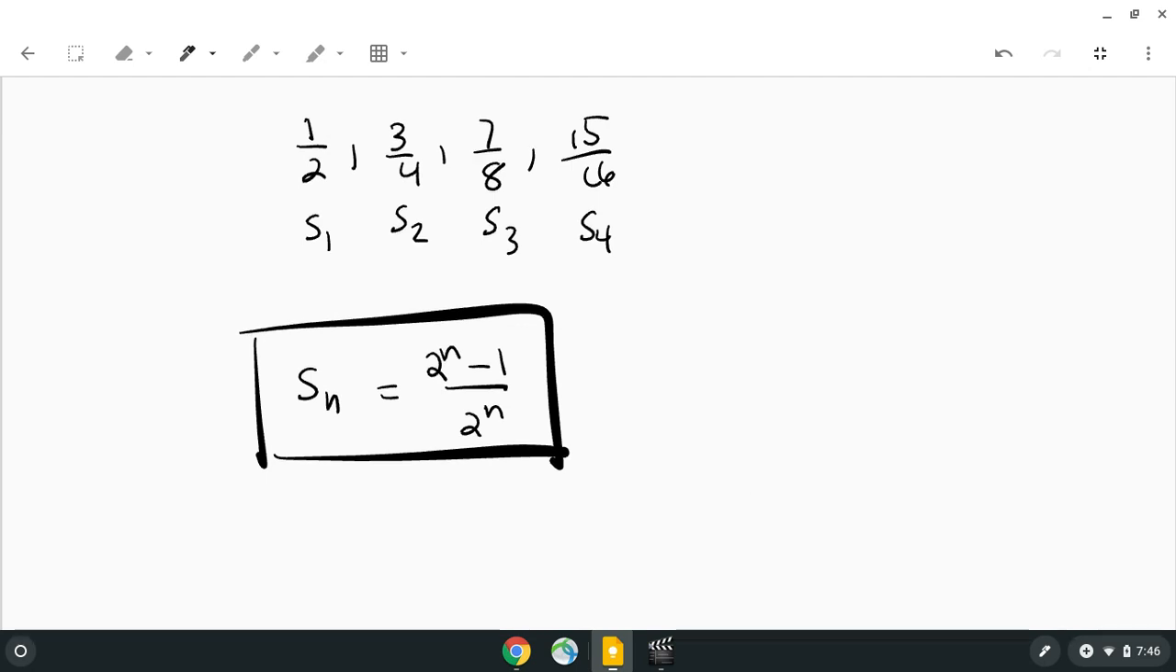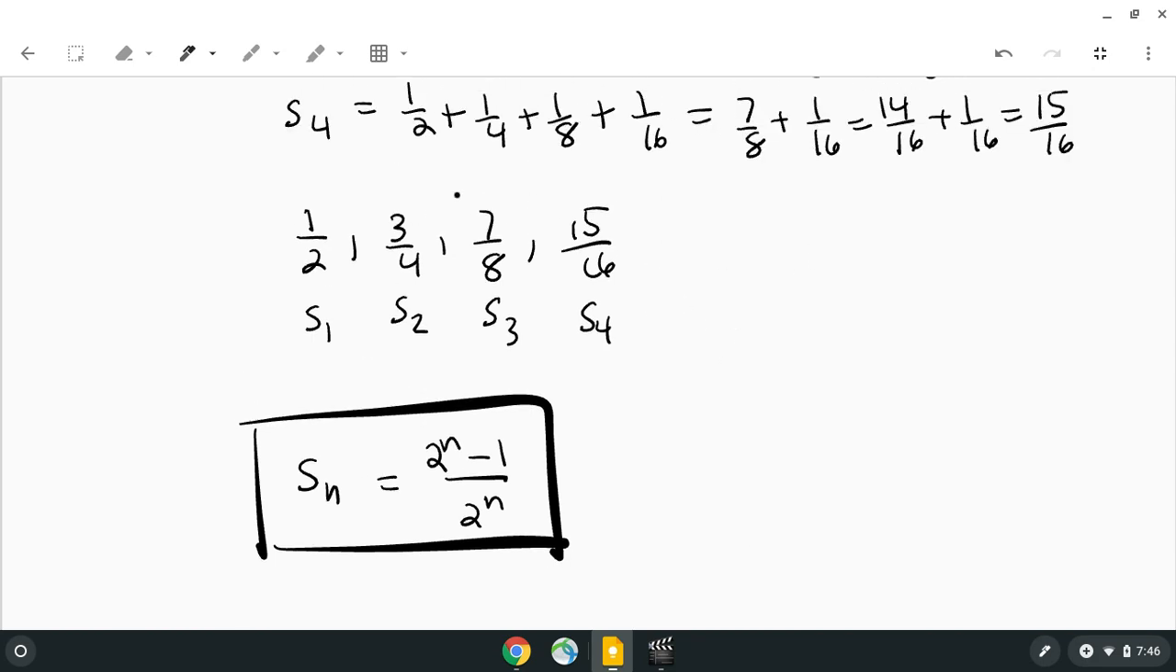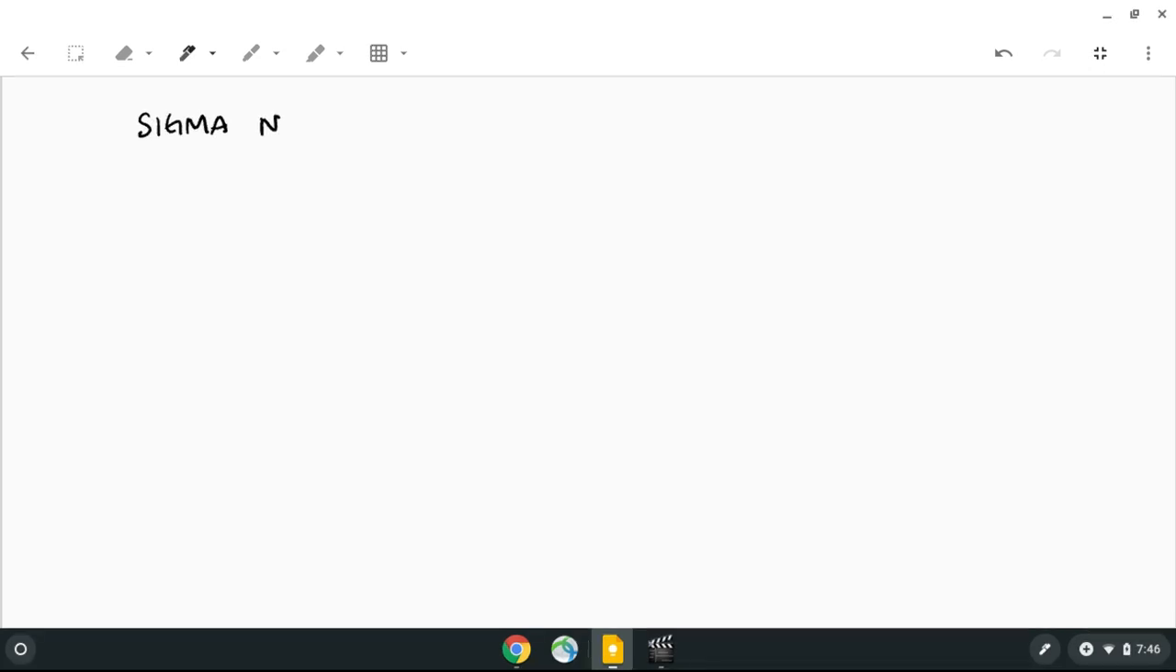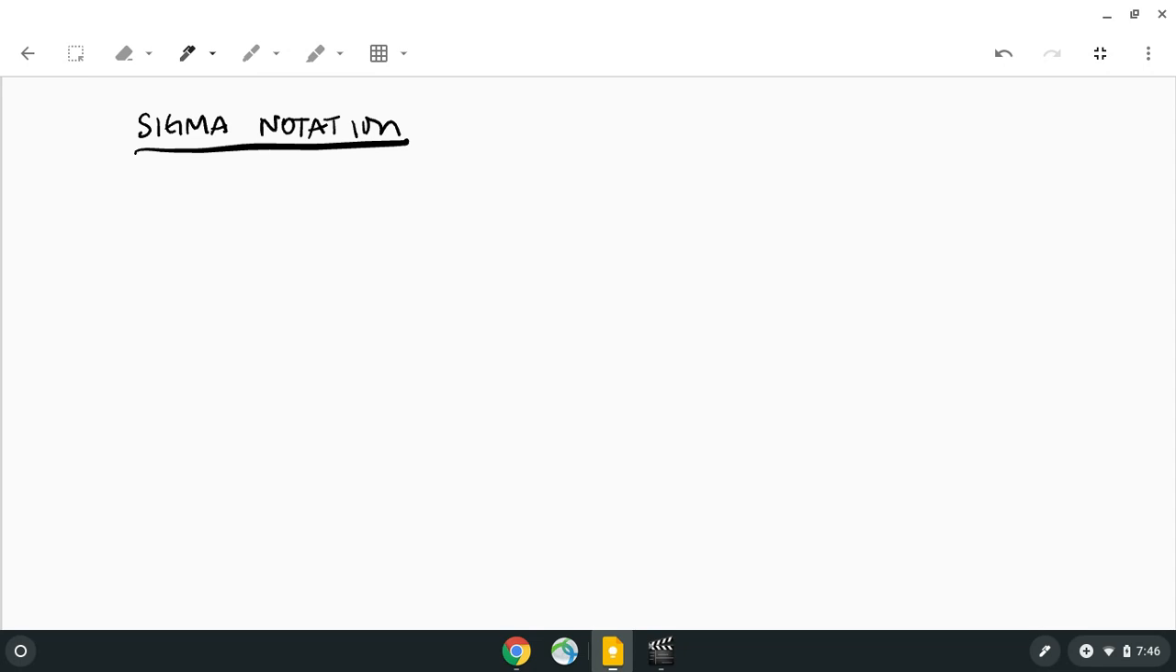Let's talk about sigma notation so that with all these sums, we don't have to write so much. Okay. So let's take a look at sigma notation. Sigma notation is when you use this Greek letter.